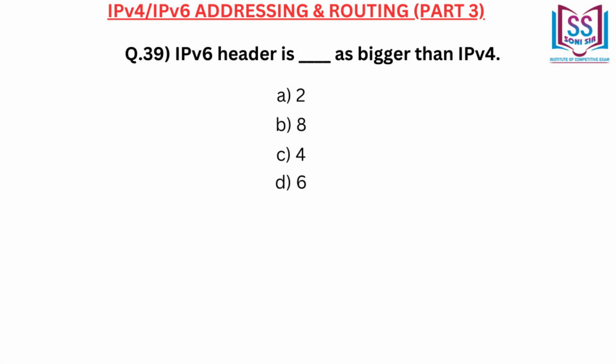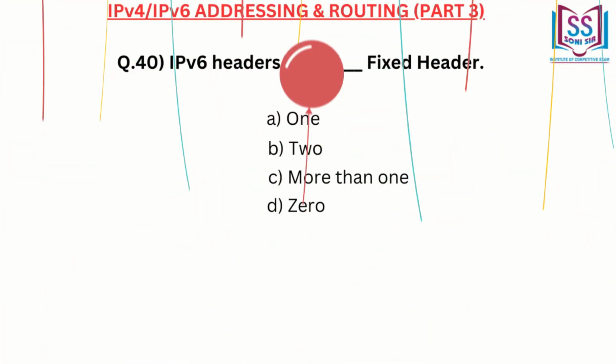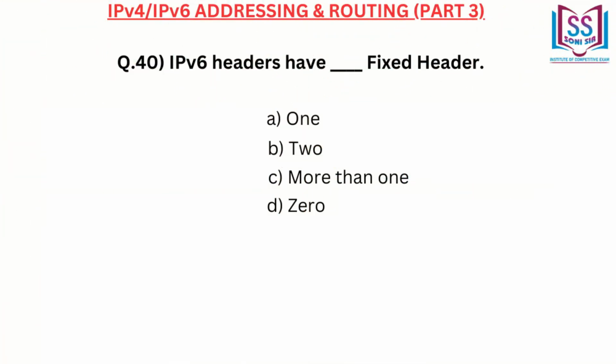IPv6 header is dash times bigger than IPv4. A. 2. B. 8. C. 4. D. 6. Correct answer A. 2. IPv6 headers have dash fixed header. A. 1. B. 2. C. More than 1. D. 0. Correct answer A. 1.